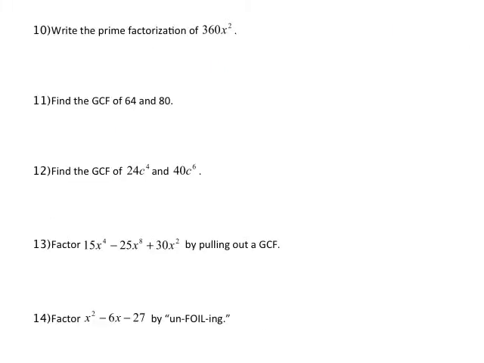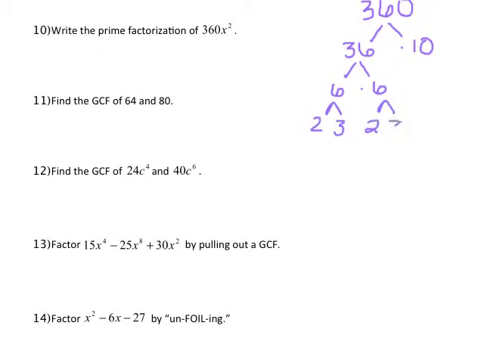Okay, prime factorization of 360x squared. Well, to do a prime factorization of 360, we'll need a factor tree, and I'm going to try to put this off to the side here. So 360, remember it doesn't really matter how you start your factor tree. You should come down to the same factors at the bottom. I know that 360 is equal to 36 times 10, that 36 is equal to 6 times 6, that each of these 6's is a 2 and a 3, and that this 10 is a 2 and a 5.